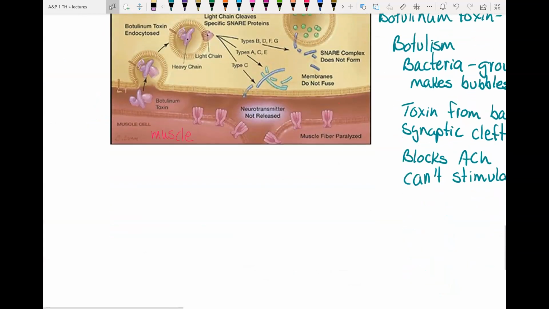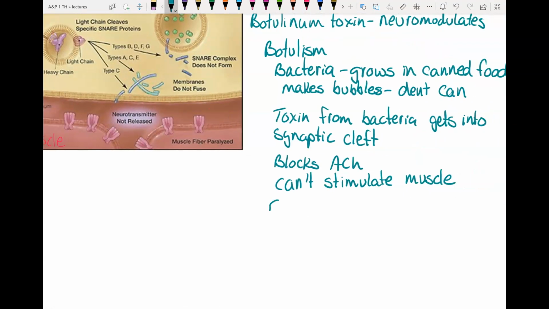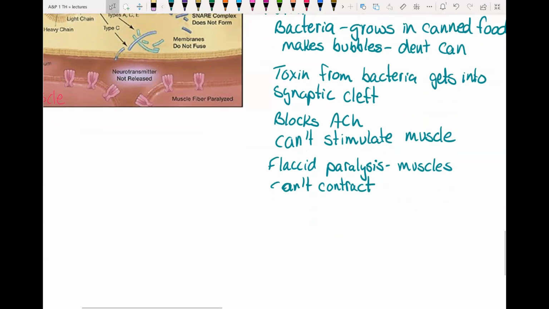So botulism causes flaccid paralysis. Your muscles can't contract. And this can be deadly because then you stop breathing. So now, your heart wouldn't stop beating. This affects skeletal muscle, not cardiac muscle, but you rely on skeletal muscles to breathe.